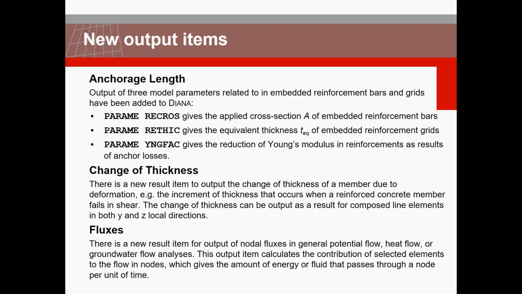And as a design output, we have introduced three different items for the model parameters. One is applied cross-section. For the reinforcement bar, we have the equivalent thickness for the embedded reinforcement grid, and also the reduction of Young modulus for the reinforcement when the model is subject to the anchor loss. The change of thickness also is another output that now is available in DIANA 10.4. When the model goes under the deformation, the thickness of the reinforcement or the bars can be changed.